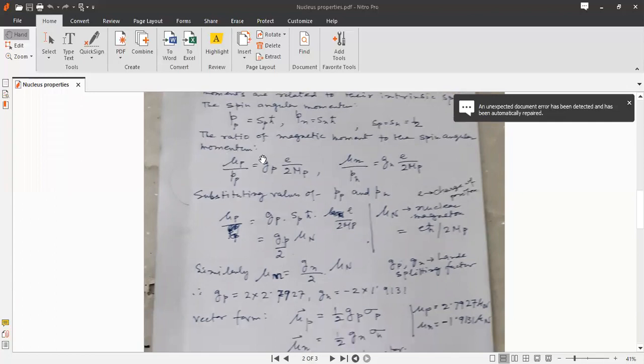So this will be g_p e ħ by twice m_p c. Here e ħ by twice m_p is the Bohr magneton, we put it as μ_N. And g_p is the Landé splitting factor. So this is a very, very important parameter, an important quantity.